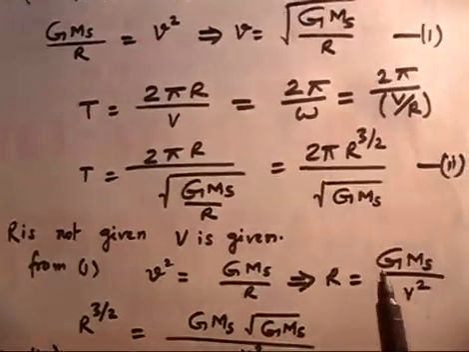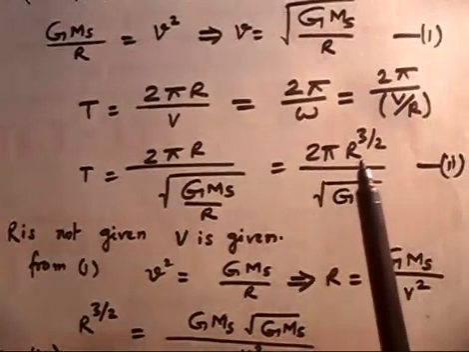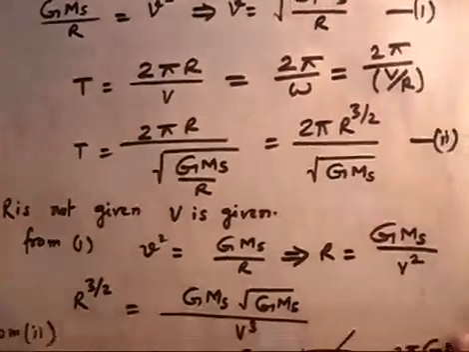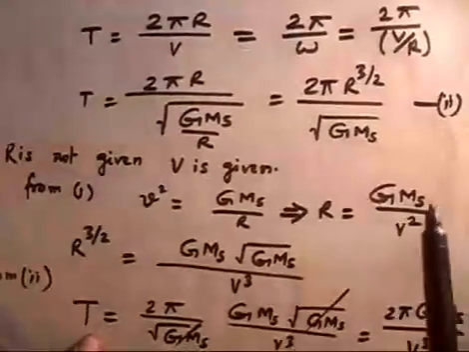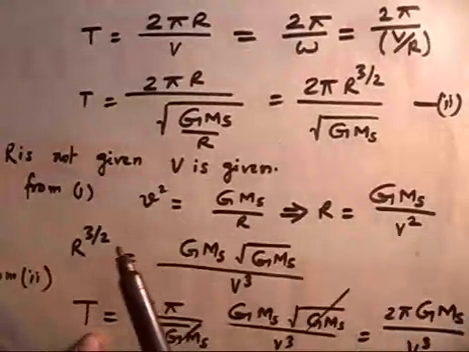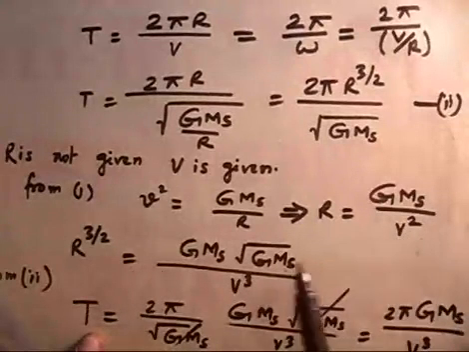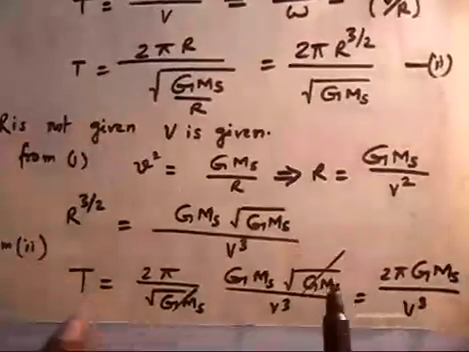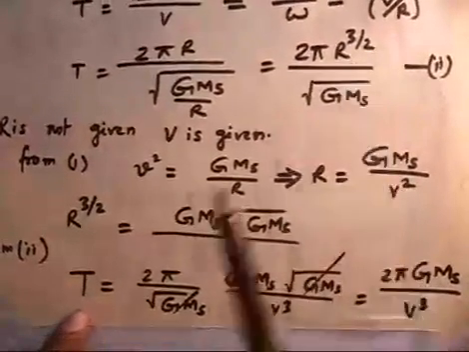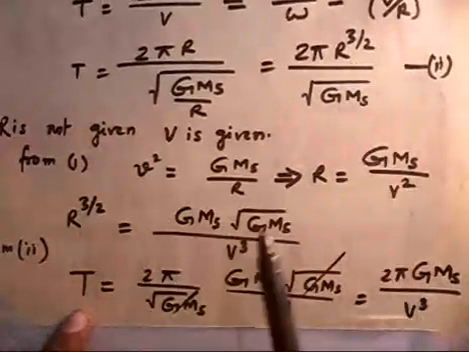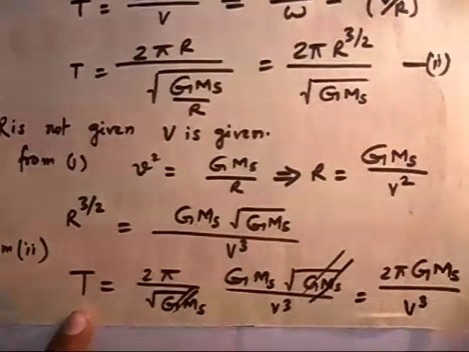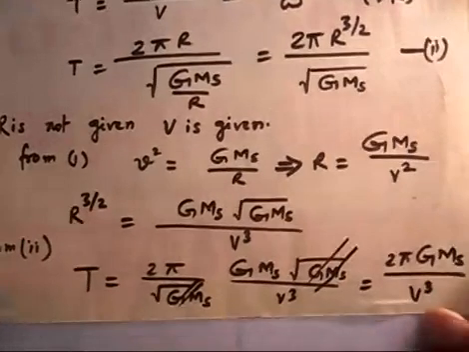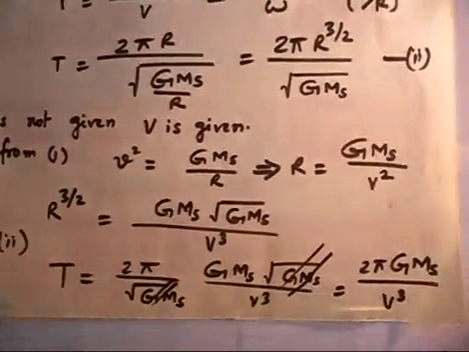Now if I plug the value of r in this equation, I need r to the power 3 by 2. So r to the power 3 by 2 becomes GMs into under root GMs by v square to the power 3 by 2, so v square into 3 by 2 becomes v cube. If you plug this value of r to the power 3 by 2 here, GMs cancels out. Are you getting or not? GMs and under root GMs cancel out. So finally you have 2 pi GMs by v cube.